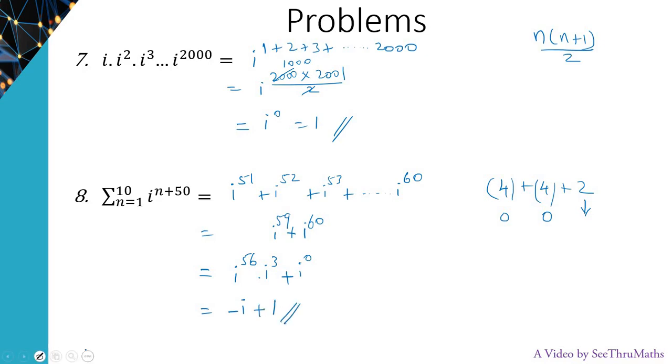That's all. So this is the way to find i power n, where n is an integer. That integer may be 0, or a negative number, or a positive number.